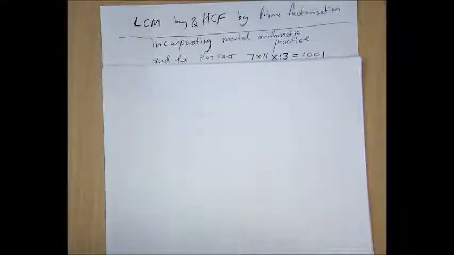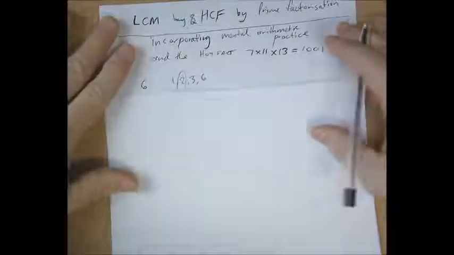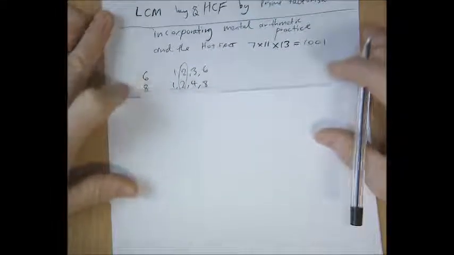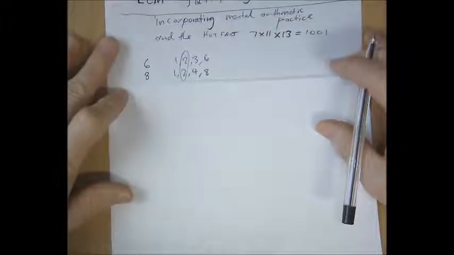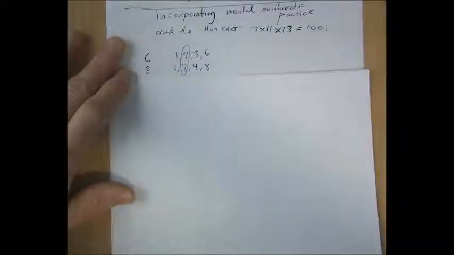If numbers are small, then the best way to work out highest common factors of the numbers is just to list the factors. So for 6 and 8, here I've written the factors of each, and I've picked the highest one that is in both lists. So the highest common factor of 6 and 8 is 2.